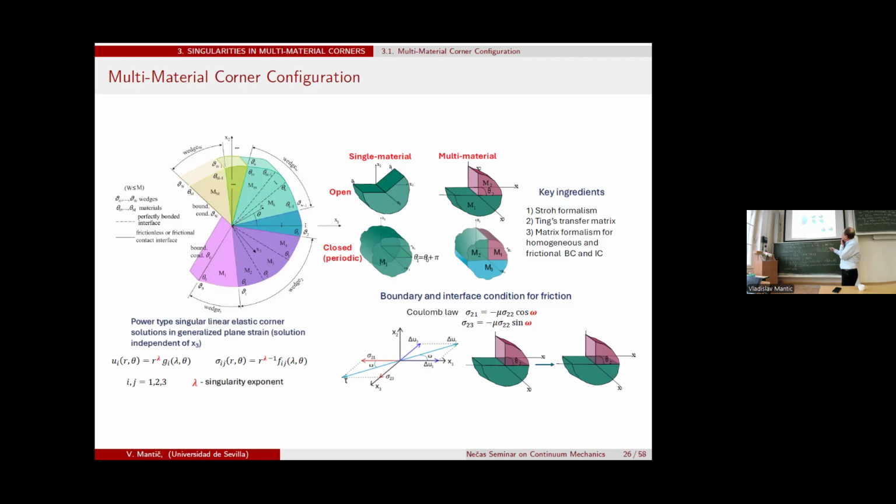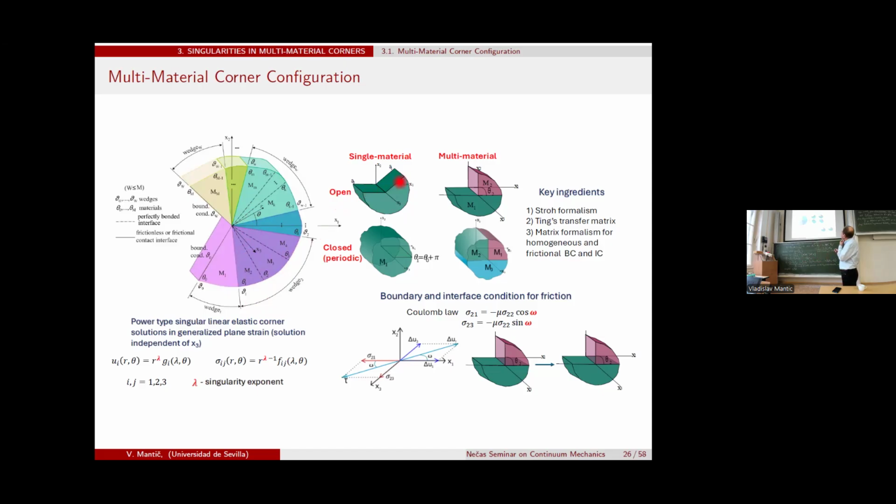Okay, so we consider in general a multi-material corner with any number of wedges, single material wedges, which can be bonded between them. The same color corresponds to single material wedges, which are perfectly bonded between them, and different colors correspond to situations where at the interface we can have frictionless sliding or frictional sliding.